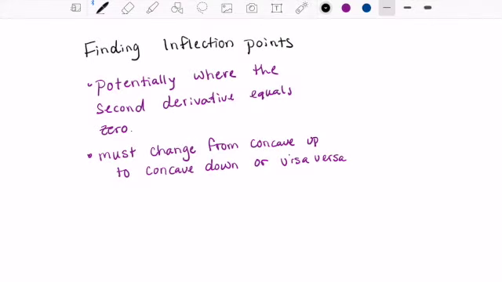In this video, we're going to look at finding inflection points. Inflection points are going to be the place where our function changes concavity. Sometimes the second derivative test is known as the test for concavity.